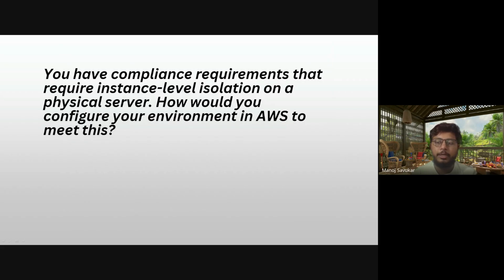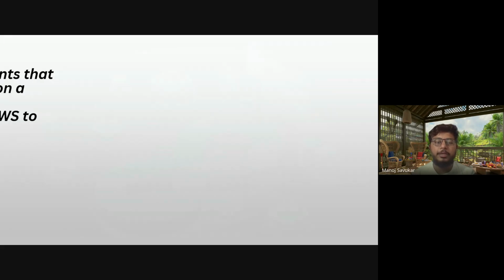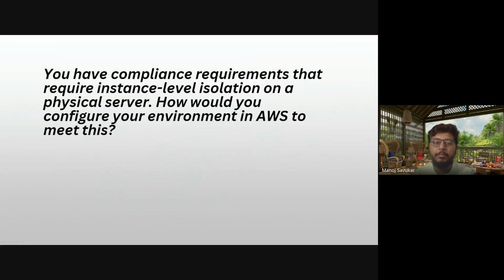Here, our scenario is like this: we have a compliance requirement for one of our projects. The main requirement criteria is that we should make isolation. There should be instance level isolation on the physical servers. How would you configure our environment so that AWS can meet this criteria and provide our servers for the isolations also?